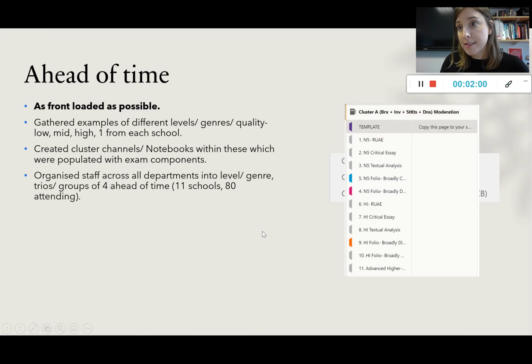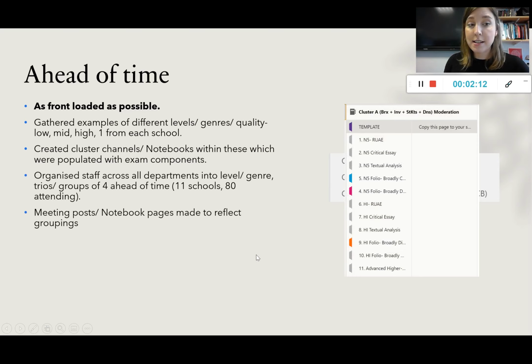Then I organised staff from all of the schools into trios and groups of 4. Then they were assigned a level and a genre to look at. And then I created meeting posts for each group, to make sure that each group could find all of the resources that they needed and that were specific to their level and genre on the day.